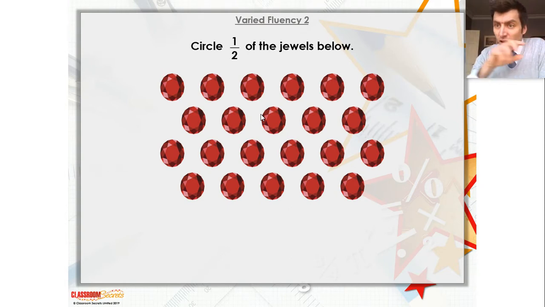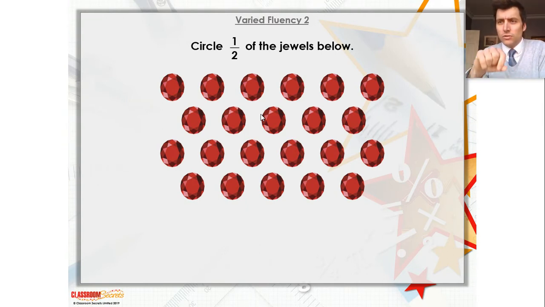Now, again here, I need to find out what my whole is, so I can share it into 2 equal parts. Now, I'm going to count up because, again, it's not an array, so there's not the same on each row. There's 1, 2, 3, 4, 5, 6 on the top row and 5 on the second row. So 6 add 5 is 11. Add 6 is 17. Add 5 is 22.